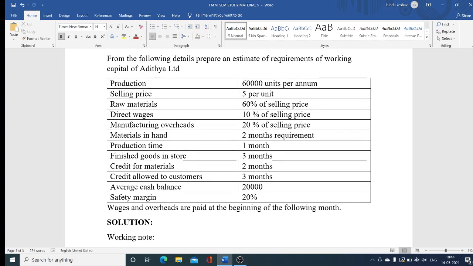From the following details, prepare an estimate of requirements of working capital of Aditya Limited. Production 60,000 units per annum. Selling price rupees 5 per unit. Raw materials 60% of the selling price. Direct wages 10% of selling price. Manufacturing overheads 20% of selling price.